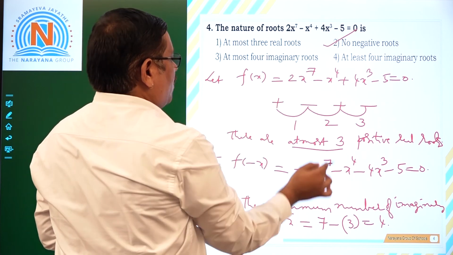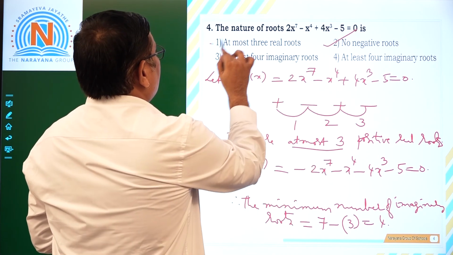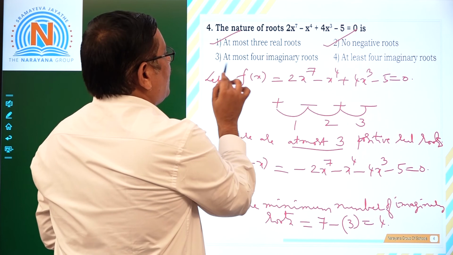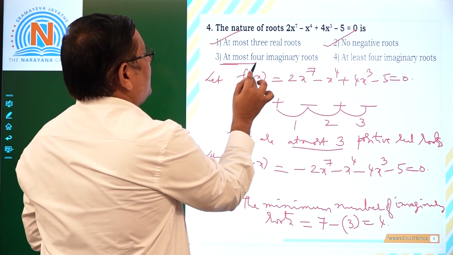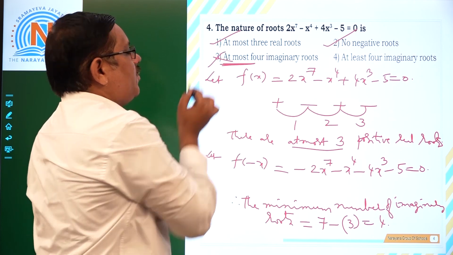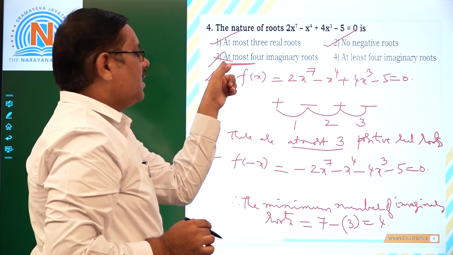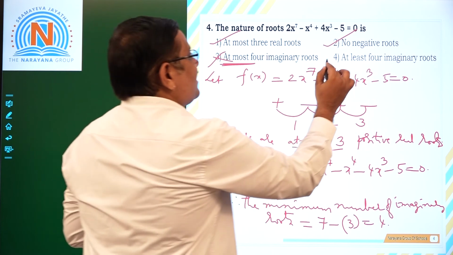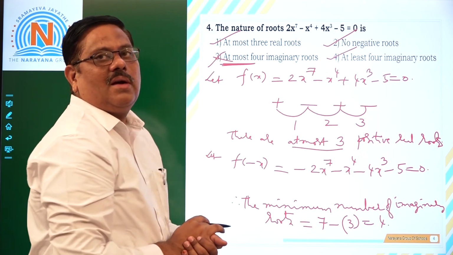At most 3 real roots, yes, that is a correct answer. At most 4 imaginary is not correct. At most is tricky over here. Based on at most, we have to cancel this. This is not possible. Of course, 4 is correct, but at most is the wrong word. At least 4 imaginary roots is the right answer for us.